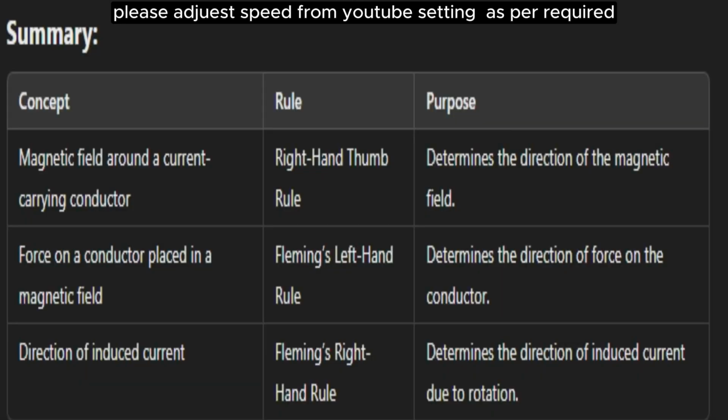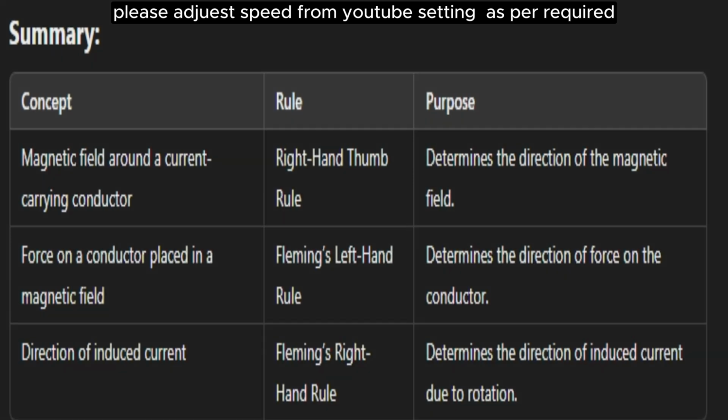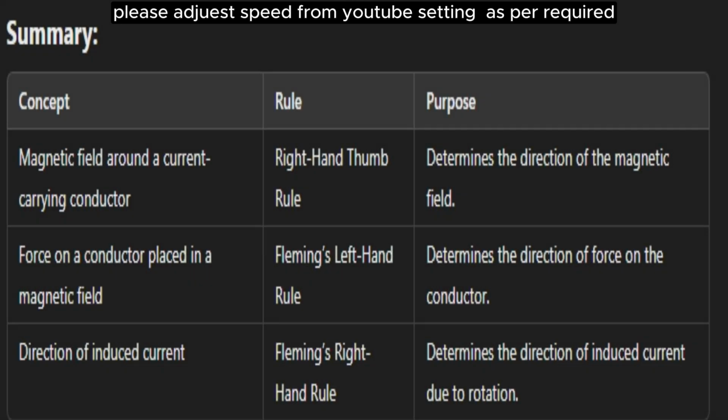Summary. Concept, rule, purpose. Magnetic field around a current-carrying conductor: right-hand thumb rule determines the direction of the magnetic field. Force on a conductor placed in a magnetic field: Fleming's left-hand rule determines the direction of force on the conductor. Direction of induced current: Fleming's right-hand rule determines the direction of induced current due to rotation.